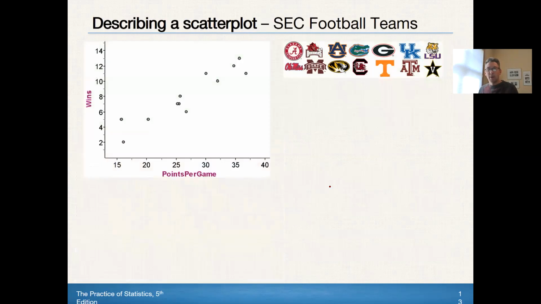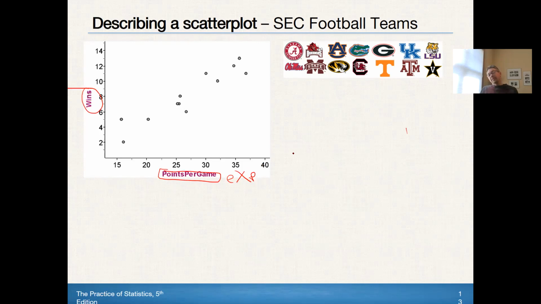So let's look at our final one here. One last context, describing a scatterplot. This is all the teams in the SEC conference. And we're looking at, in terms of their football games, how many points they scored per game. That is our explanatory variable again. We're using points per game to explain how many wins the team's got.